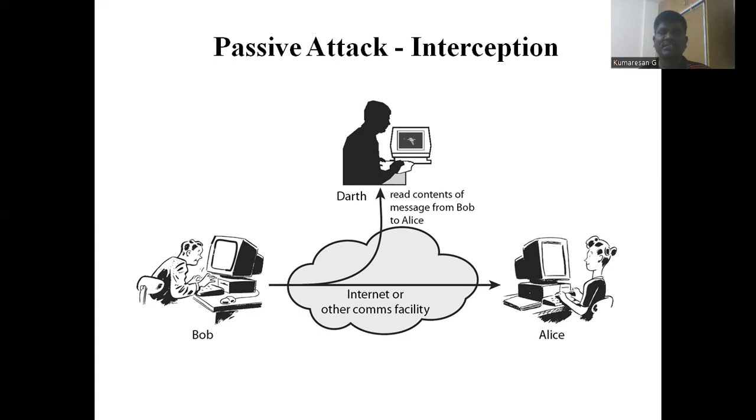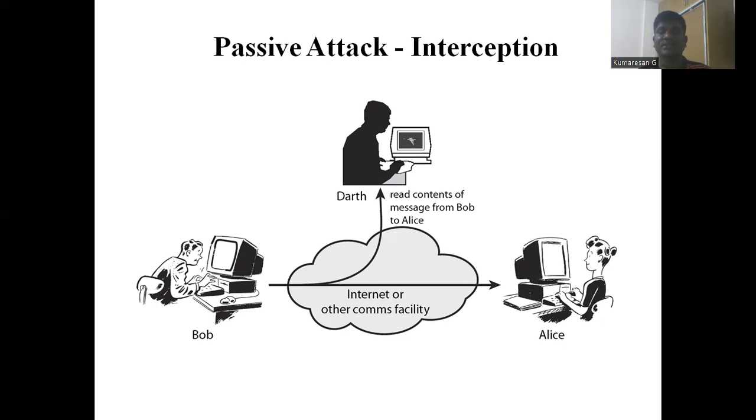Suppose let's see this figure. There are two parties involved. Who are they? Bob is trying to send some confidential information to Alice through the internet. So this is the normal communication, through some proper channel, they are communicating. But in between, Dart, some third party person, simply reads the content of Bob's message.